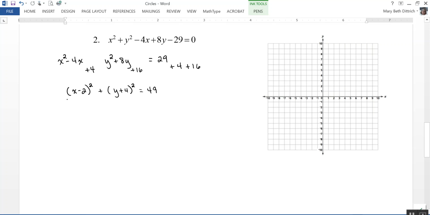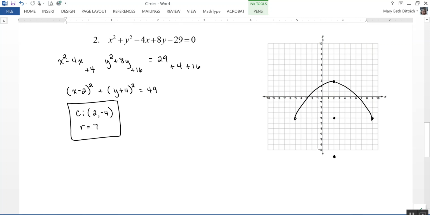So now my equation is written in standard form as opposed to general form, and I can identify my center as the point (2, -4), and my radius is equal to 7. And from that I can graph. So (2, -4), and then my radius is 7, so I'll go 7 units up, 7 units to the right, 7 units to the left, and 7 units down is going to put me off the graph, but that's okay. And then connect that. That's not a very good circle, but you get the idea.